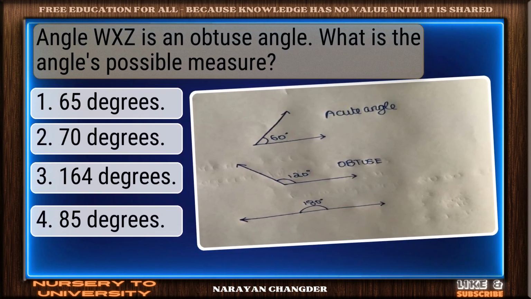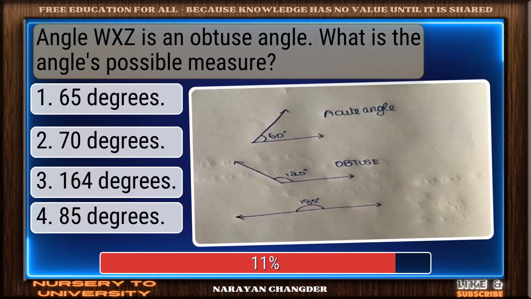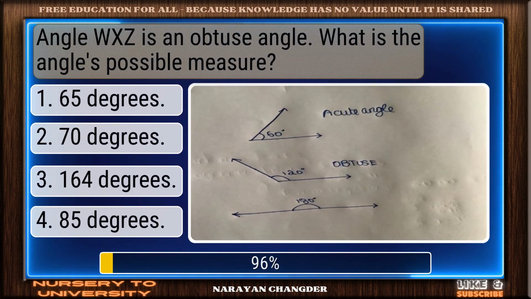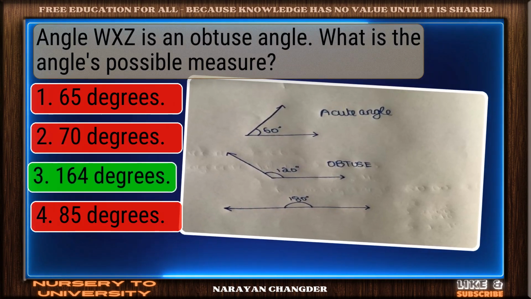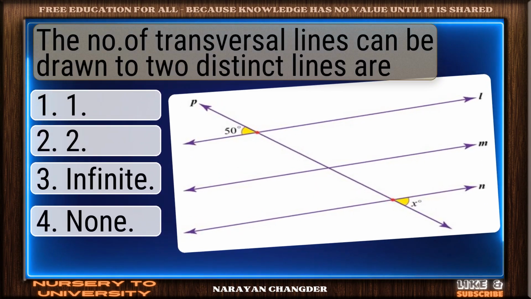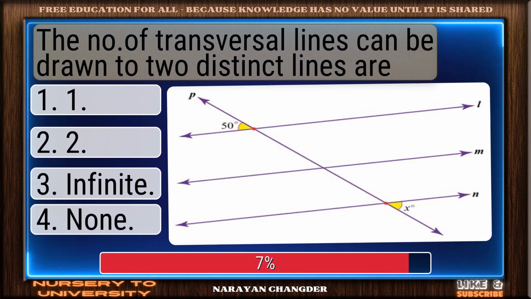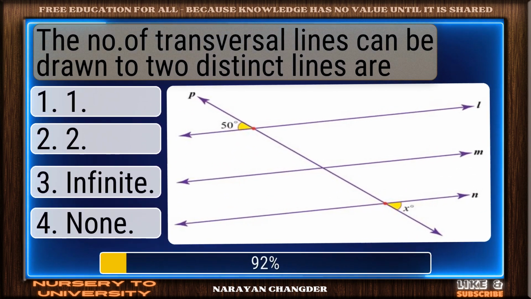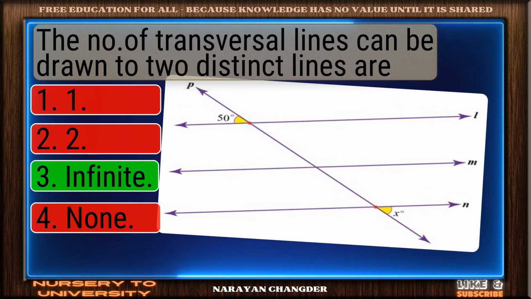Question number 104. Angle BOAX is an obtuse angle. What is the angle's possible measure? Well done. 164 degrees is the right choice. Question number 105. The number of transversal lines that can be drawn to two distinct lines are. Exactly. Infinite makes sense and it is the right choice.